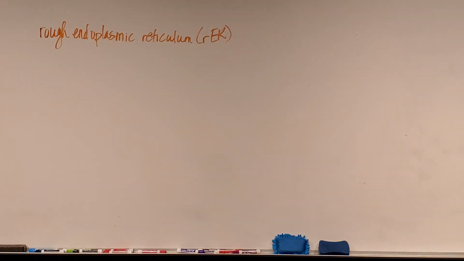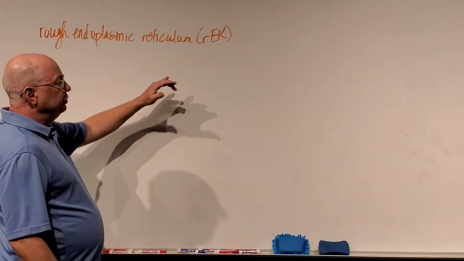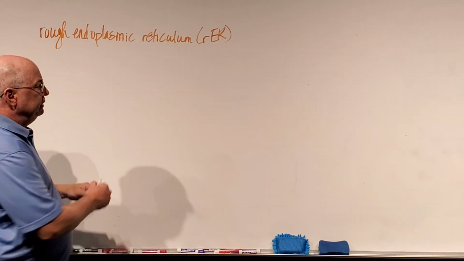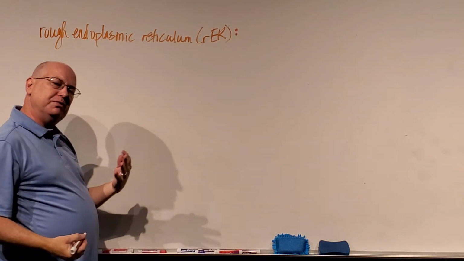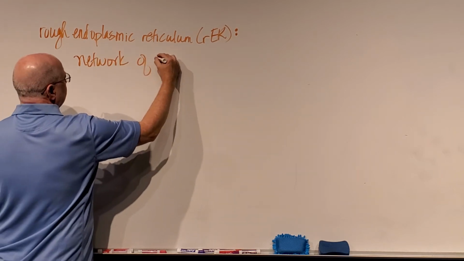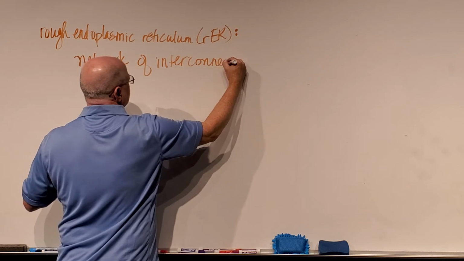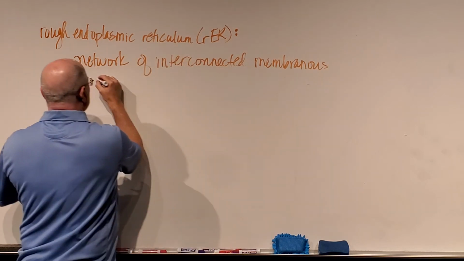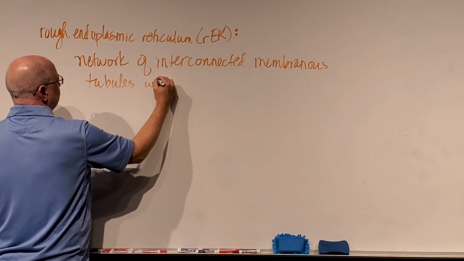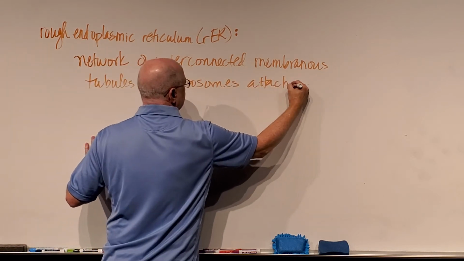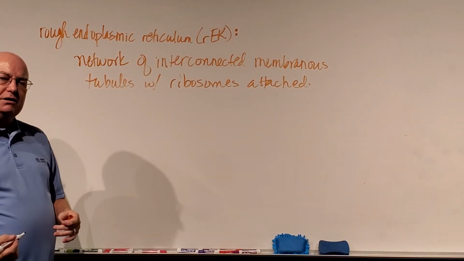Now, you guys need to know that when we're learning this stuff in lab, you're going to have to spell the words out. You cannot abbreviate. But the rough endoplasmic reticulum is this. This is how, to me, this is the best way to describe it. It is a network of interconnected membranous tubules with ribosomes attached. So it's a network of interconnected membranous tubules.